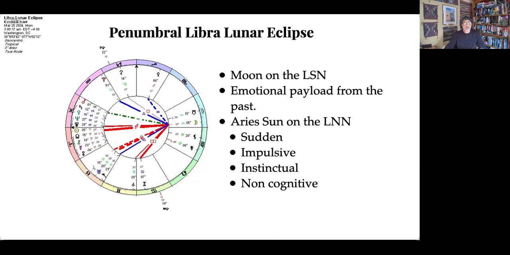The Aries sun on the lunar north node is a different story. We've got a situation here where there can be a sudden event, sudden outbursts. The ascendant, the Aries Mars, is impulsive, it's instinctual, and it's totally non-cognitive. It's not aware of what the motivations are for the actions and the behavior that's being chosen. It's very often just a knee-jerk reaction. So this is quite a combination here of all this emotional energy potentially being released through all this impulsive behavior.